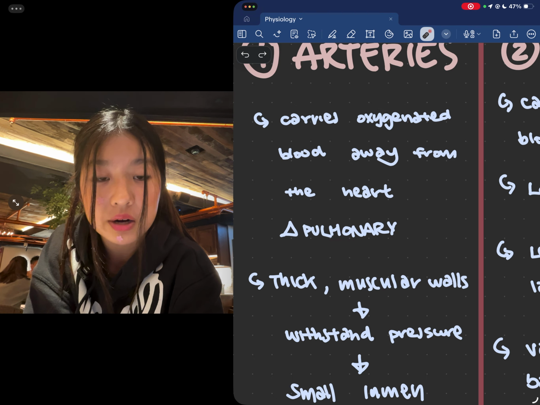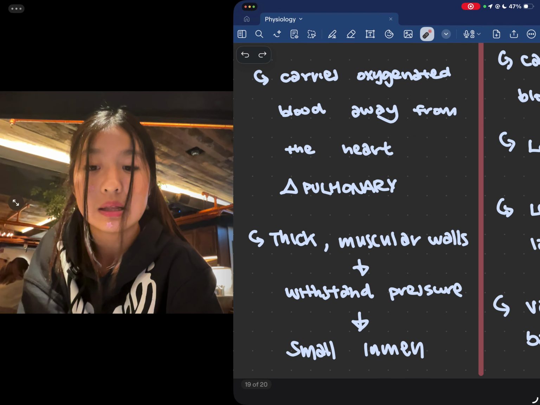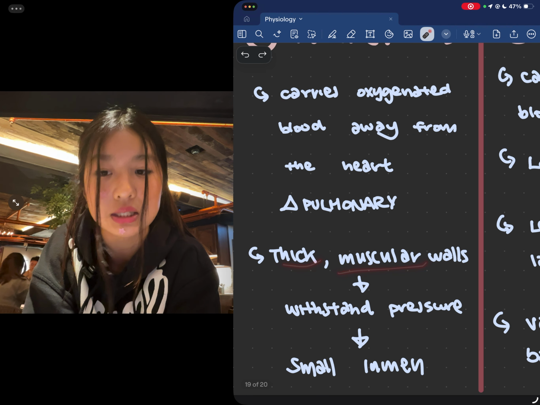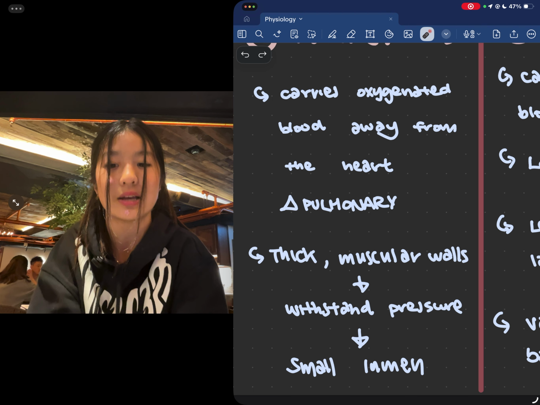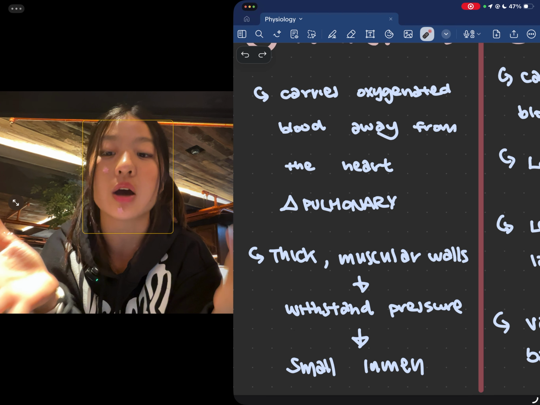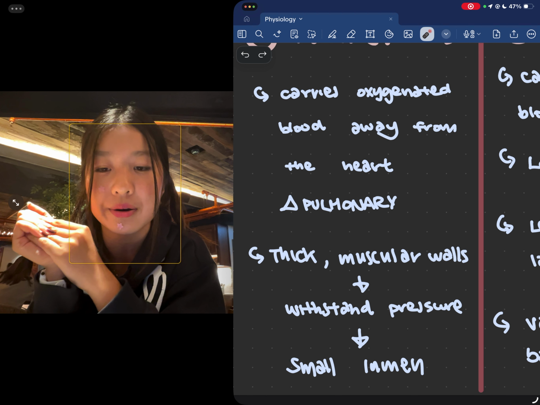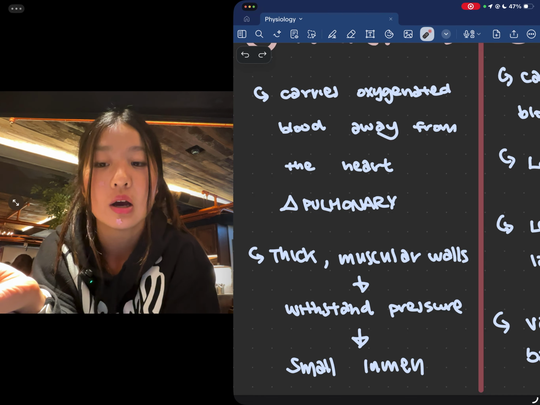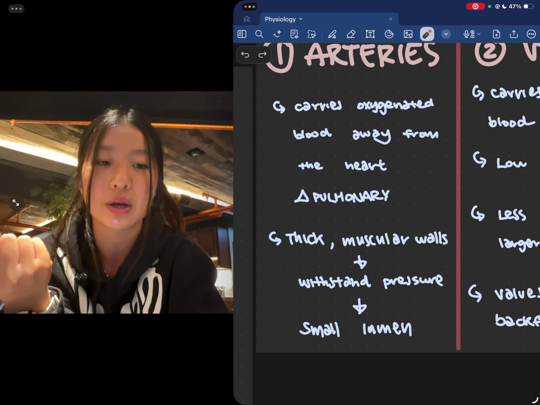So arteries, because they have to carry oxygenated blood away from the heart to reach muscles, they need to have thick muscular walls to withstand the pressure and a small lumen. So a lumen is basically, if this is the passageway of your artery, the lumen is the centerpiece. And like with a hose, if you squeeze a hose, the pressure will be stronger out the end. So if we have a small lumen, we are able to exert greater pressure and allow the blood to go where it needs to be.